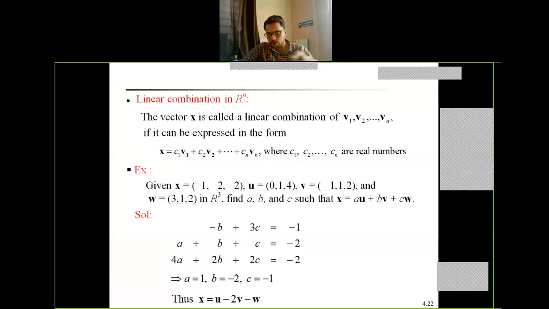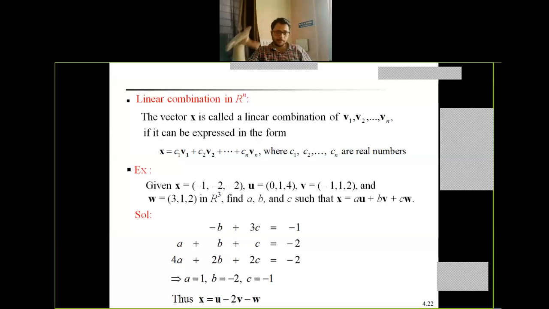So please observe this equation. What is that equation? X will be called a linear combination of v1, v2 up to vn. So there are n vectors called v1, v2 up to vn, and we can say that x is a vector which is in linear combination of all these n vectors if x is equal to c1 v1 plus c2 v2 plus dot dot dot up to cn vn.